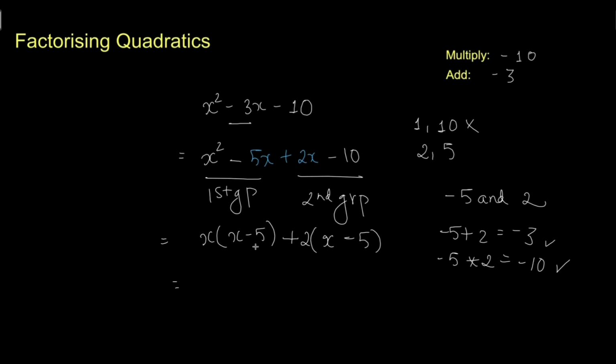We can notice that x minus 5 is common in both of these terms. Taking x minus 5 common from both of these terms, what are we left with from the first term? It's x. And what are we left with from the second term? It's x plus 2. So this is our answer.